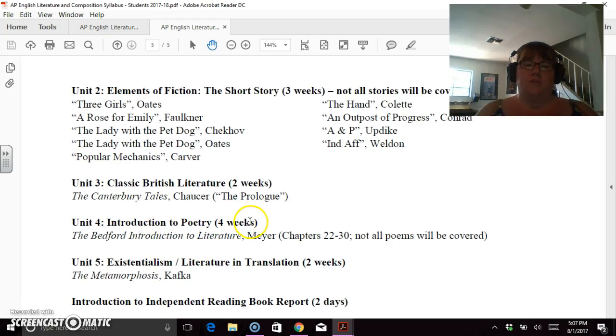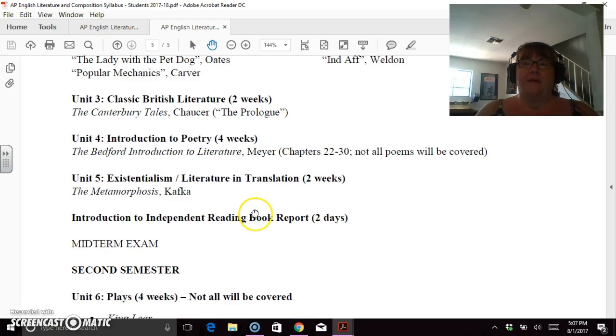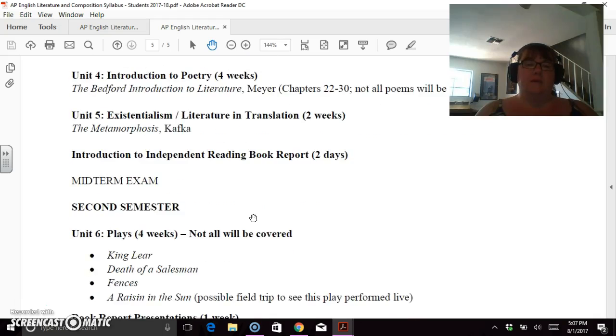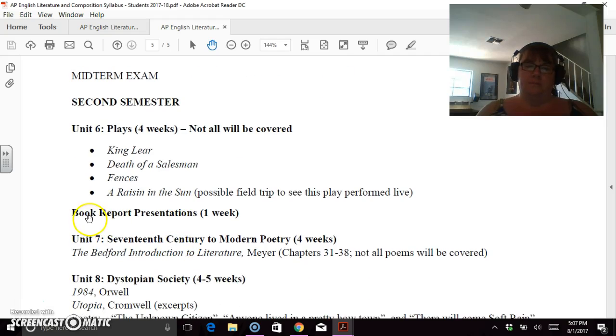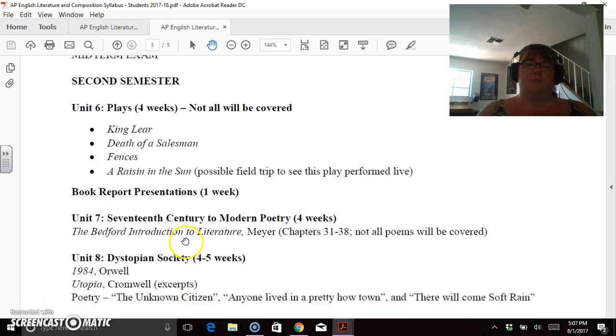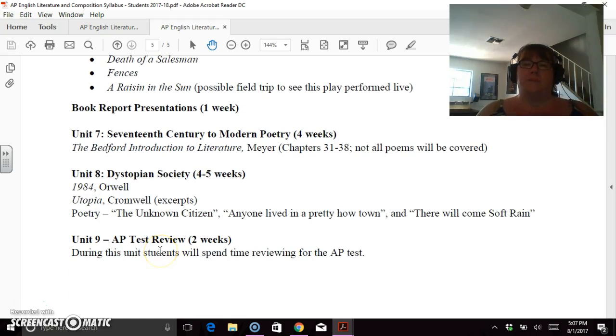We'll do a unit of poetry. We'll talk about some literature and translation. We'll have an independent reading project, just like AP Language does, but this one focuses on fiction instead. Midterm, when we come back from midterm, we will focus on plays. We will not cover all of these plays. We'll do our presentations, we'll do some more poetry, and then we will do 1984 as we're starting to prepare for the AP exam.